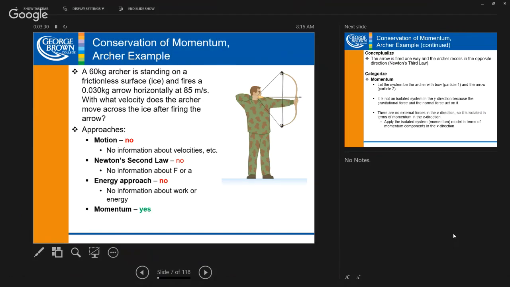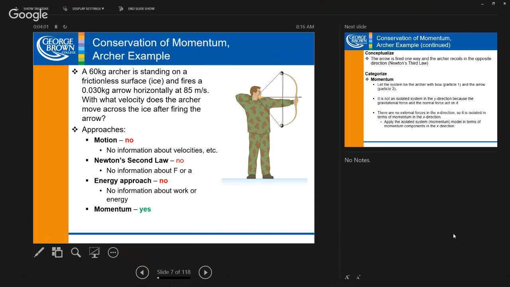So here's an example. We've got this archer. He's got a 60 kilogram mass, and he's standing on a frictionless surface, ice, and fires an arrow horizontally at 85 meters per second. With what velocity does the archer move across the ice after firing the arrow? So it's almost like I've got this momentum, but it's energy, almost like recoil. I'm firing this arrow and the recoil is pushing the archer back.